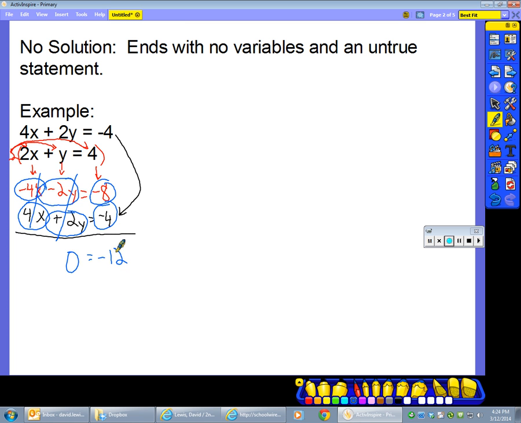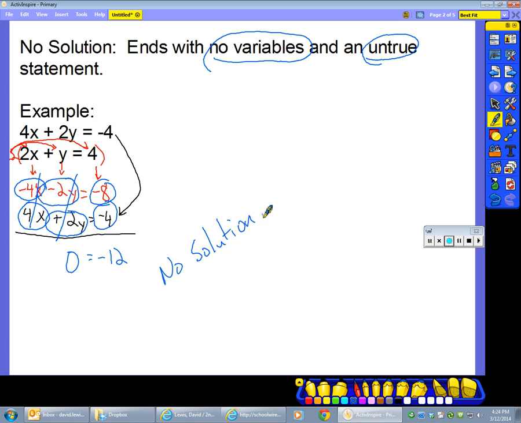So I am completely done with this. You notice that all my variables were eliminated, and that's part of what happens with no solution. See, look, no variables. Also, untrue statement, okay? Does 0 equal negative 12? Well, no, 0 does not equal negative 12. So this right here is an untrue statement. The way we would label this is no solution, okay?